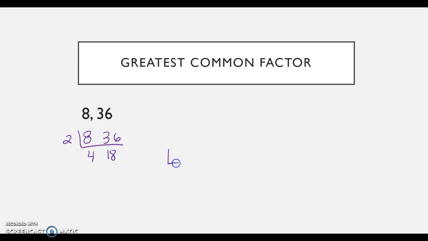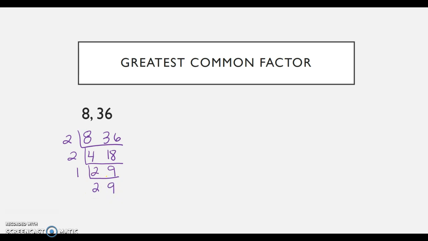So we're going to keep this process up until we cannot divide any farther. So again, I see my 4 and my 18. Those are both even numbers. So I'm going to divide by 2 again. 4 divided by 2 is 2. 18 divided by 2 is 9. So here, the only factor that they share, 2 and 9 share, is 1. So once I write that 1, I'm done.